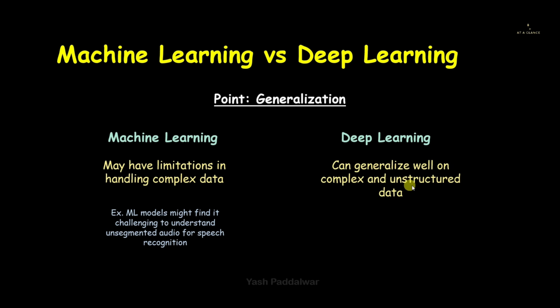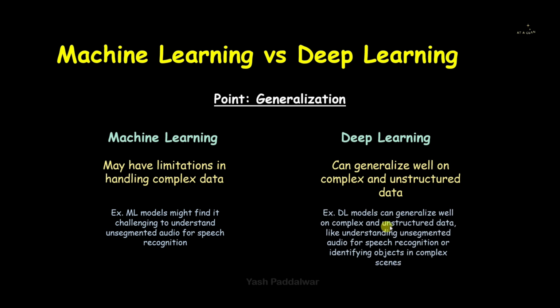Deep learning models can generalize well on complex as well as unstructured data. The model complexity might be huge, it might require a lot of layers or parameters, but the end result will be the best, even if unstructured and complex data is fed into the system. Deep learning models can perform well on understanding unsegmented audio for speech recognition, and are also expert in identifying objects in complex scenes. This is the major difference in generalization between machine learning and deep learning. I hope this point is clear to you all.